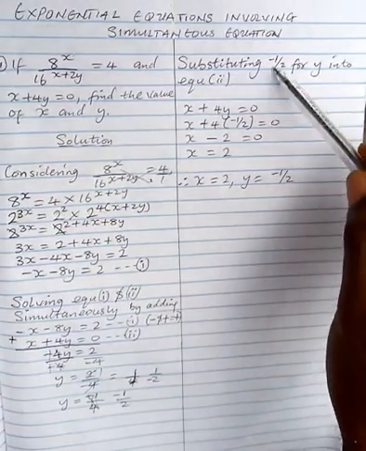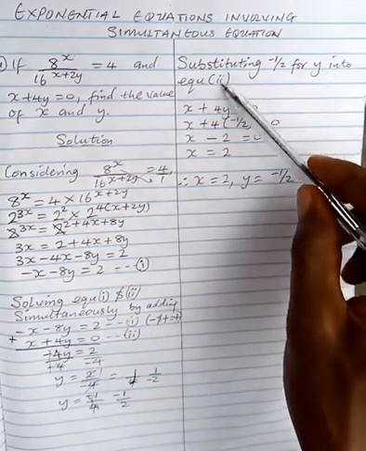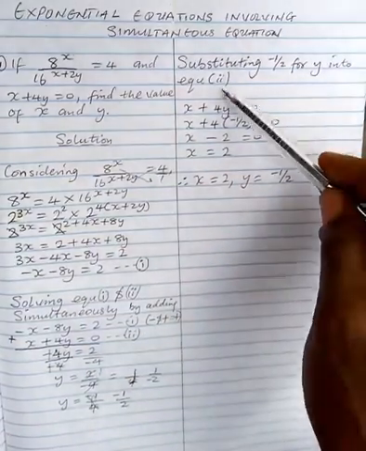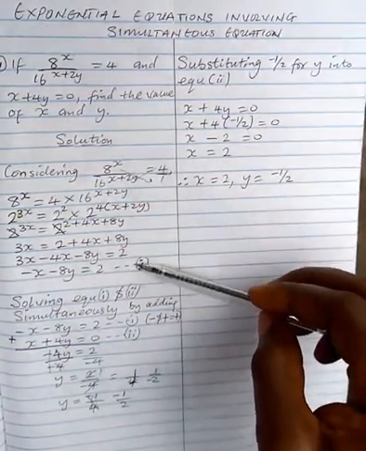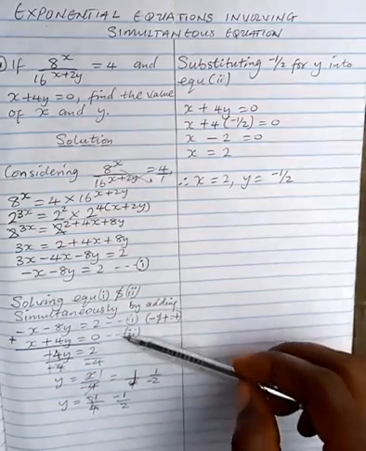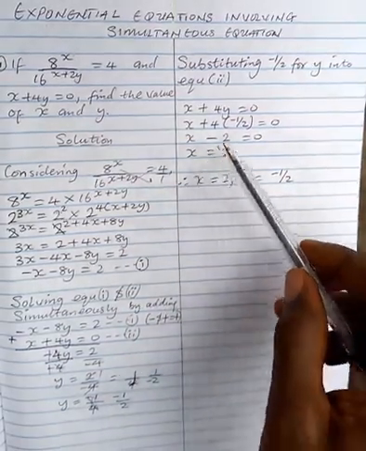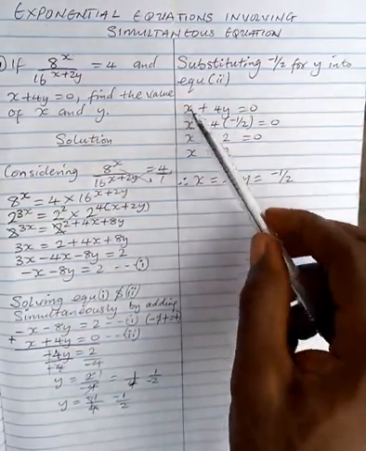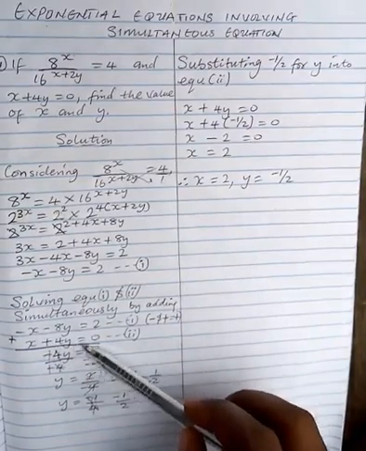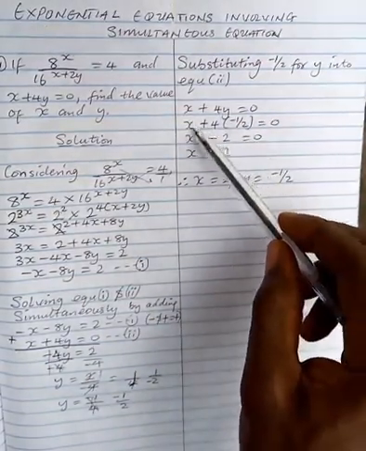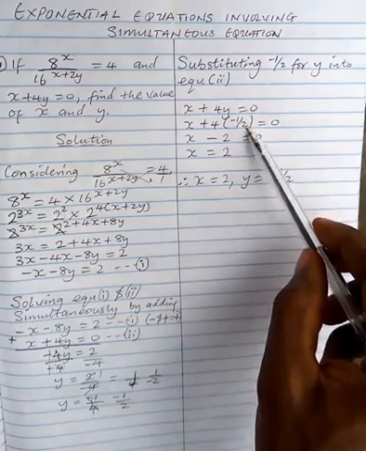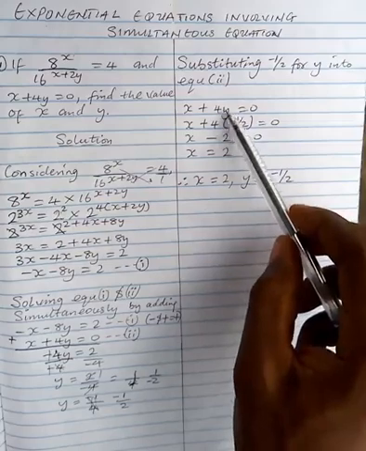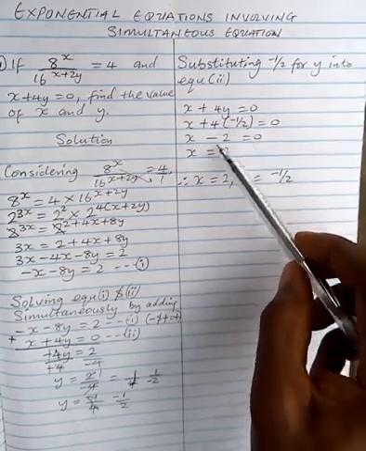Now, substituting minus 1 over 2 for y in equation 2. Whether you substitute into equation 1 or equation 2, you get the same value for x. Since we got minus 1 over 2, we choose equation 2. Equation 2 is s plus 4y equals 0. Anywhere we see y, we put minus 1 over 2. So we now have s plus 4 times minus 1 over 2, equals 0.